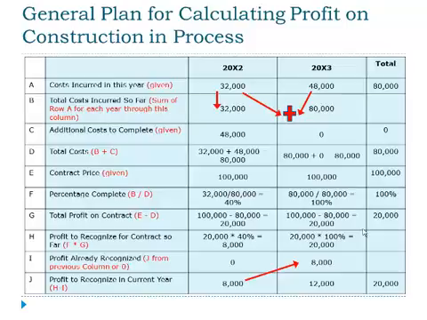This process, this table with its formulas, is going to help you to calculate the gross profit on construction in process, even if we have one of the more complex situations in which there are actually changes in estimates.